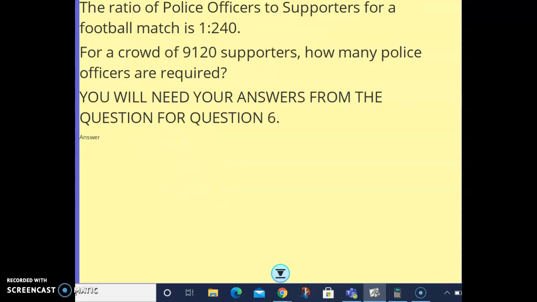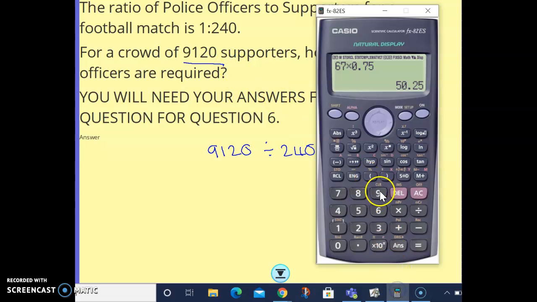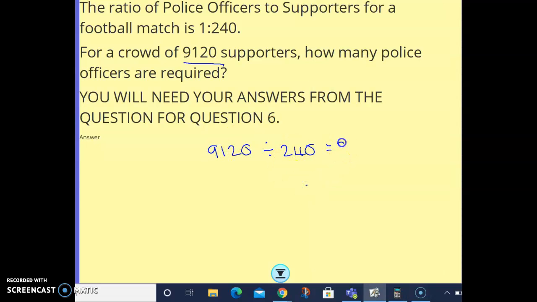Next question. Ratio of police officers to supporters for a football match is 1 to 240. We've got a crowd of 9,120 supporters, so how many police officers are required? So we're going to take our 9,120, divide it by the 240, and we get 38. So we need 38 police officers. We're going to use the answer we've got here for the next question, so we're going to keep that in our heads.